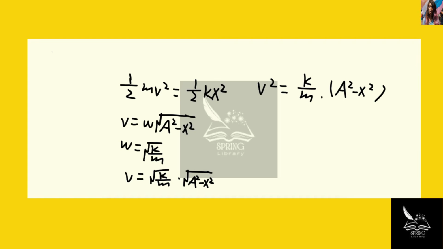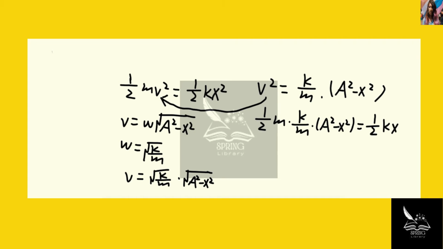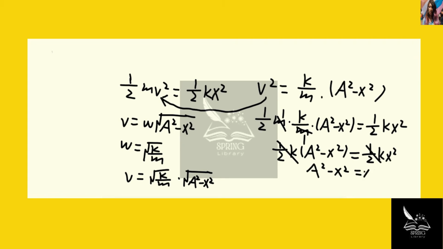Okay, if we plug that back into the original equation here, we get 1/2 m v squared, which is 1/2 m times k over m times a squared minus x squared, equal to 1/2 kx squared. And you see here the m and m cancel out, we get 1/2 k times a squared minus x squared equal to 1/2 kx squared. In this case, you see 1/2 k and 1/2 k cancel out, which means that a squared minus x squared is equal to x squared. So a squared is equal to 2x squared.